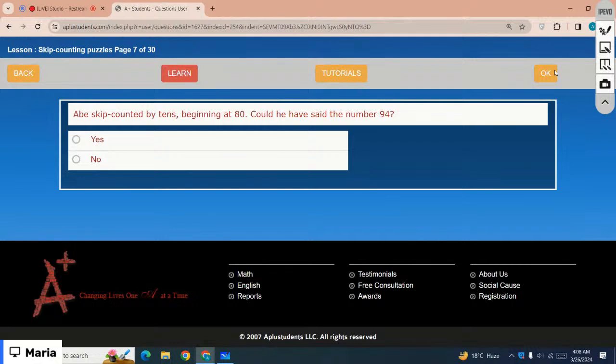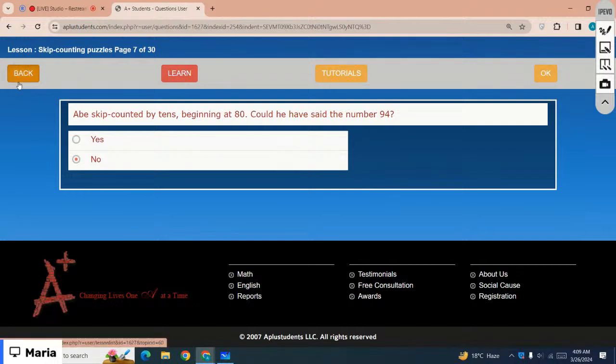Abe skip counted by tens, beginning at 80. Could he have said the number 94, which is the correct option? The correct option is no, right? When you're counting by tens, you have 80, 90, 100. You don't have 94. The correct option is no.